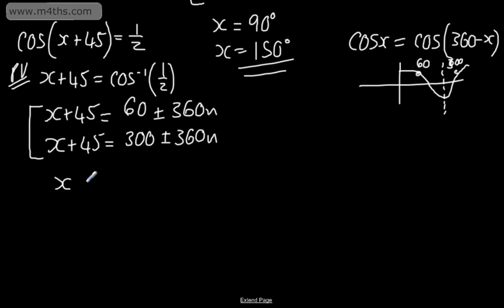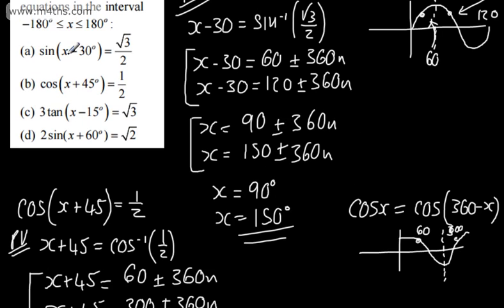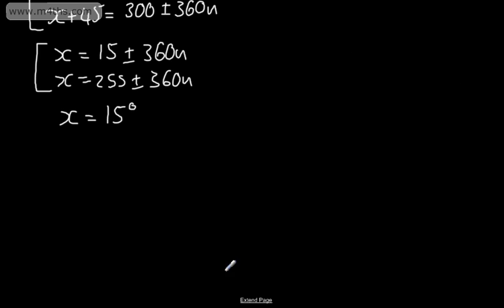Okay, so let's just go ahead with this one, and what we're going to do is subtract 45 from each. So x is going to be equal to 15 plus or minus 360, and x is going to be 255 plus or minus 360. Okay, so all I'm doing is just finding these general solutions. We're interested in this from negative to positive 180. Clearly the first one is just going to yield 15 degrees. So 15 degrees, adding or subtracting multiples of 360 will quite clearly take me outside the interval.